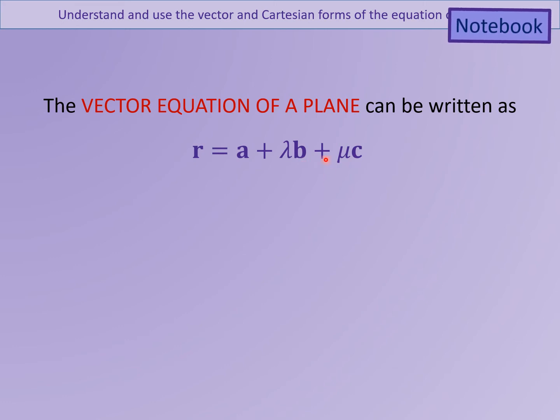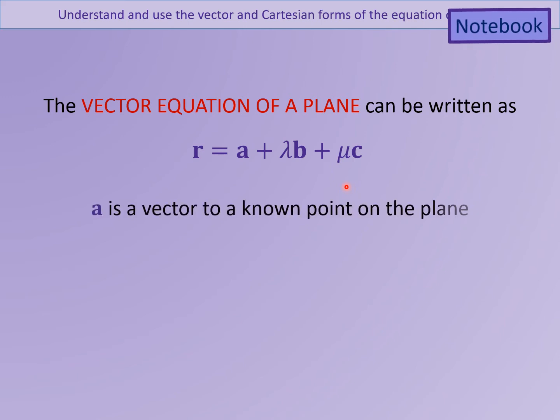Now, for the keen eyes amongst you, if I got rid of that bit just there, you'll notice it's the equation of a line. The vector equation of a plane and the vector equation of a line are very, very similar. The plane just has this extra vector added on the end. Okay, just for your notes.